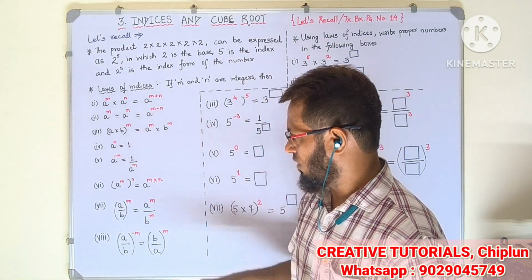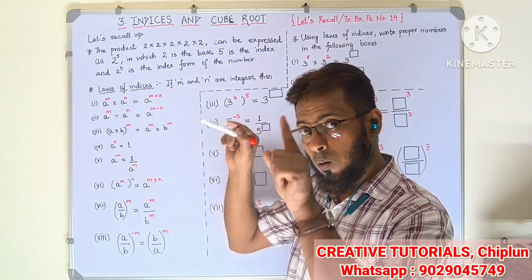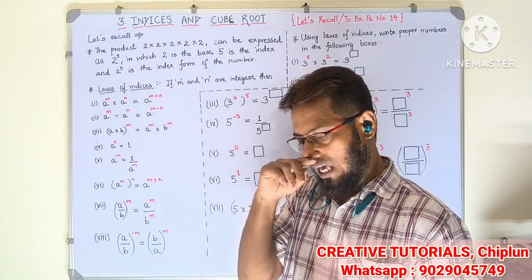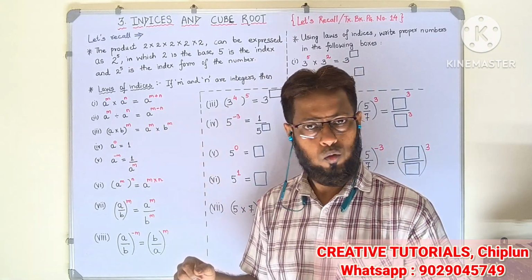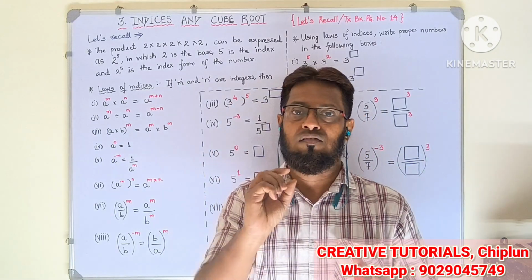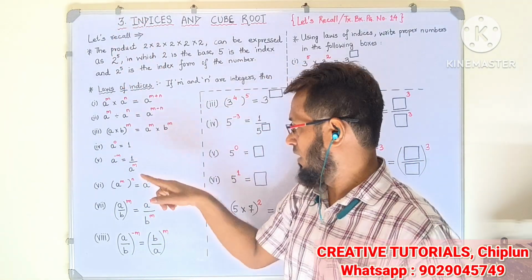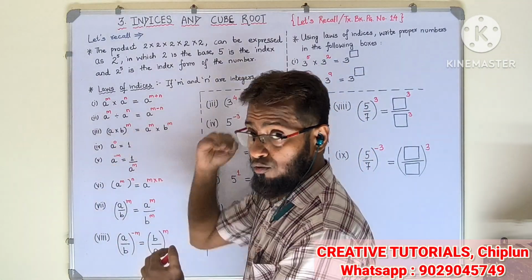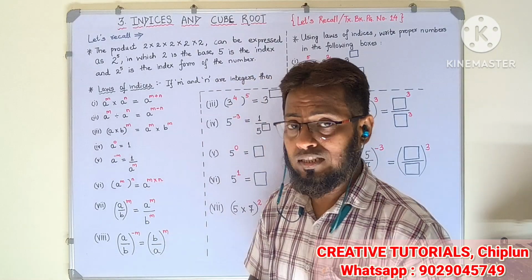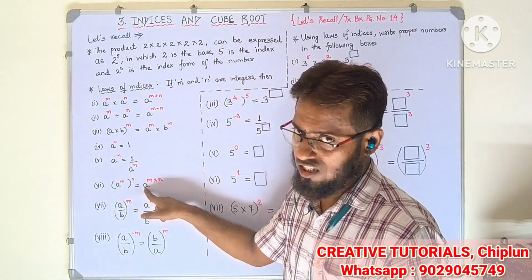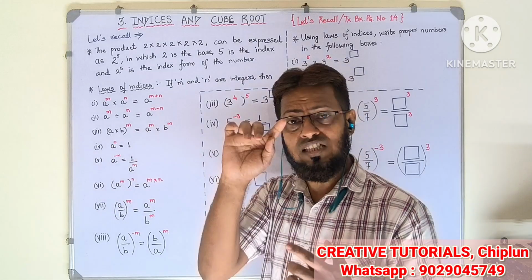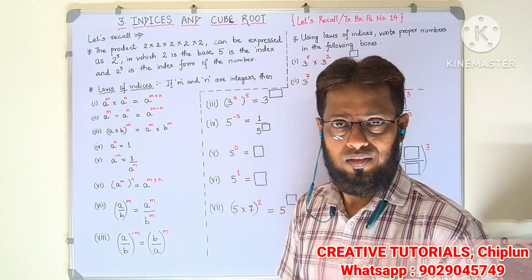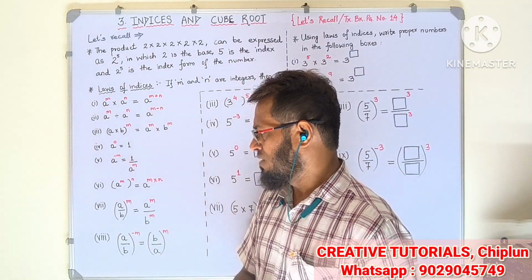Then our sixth law is a raised to m, the whole raised to n, is equal to a raised to m into n. If we have a number a raised to m, and the entire number with its power is raised to one more power n, then the base remains as it is, and the powers get multiplied. So it becomes a raised to m into n. Alright, then comes our seventh rule.